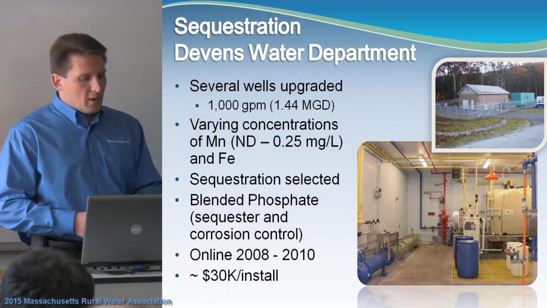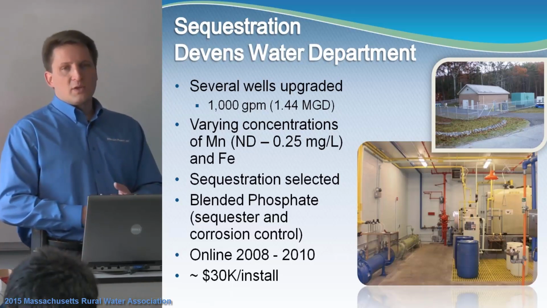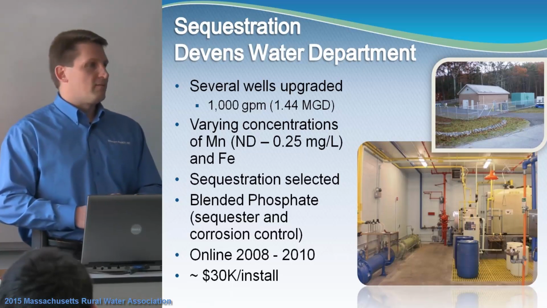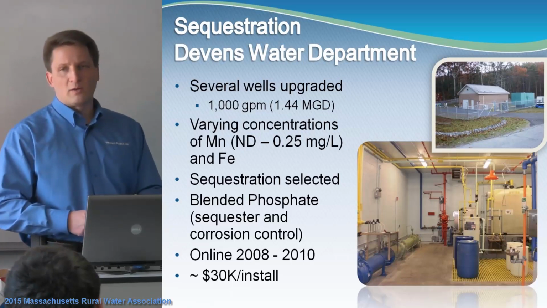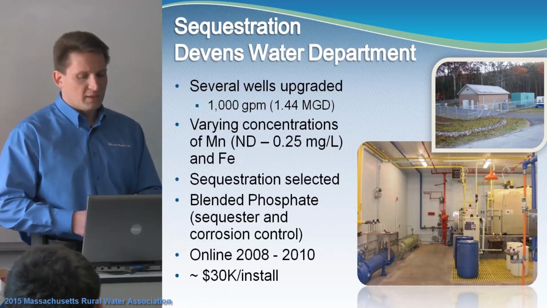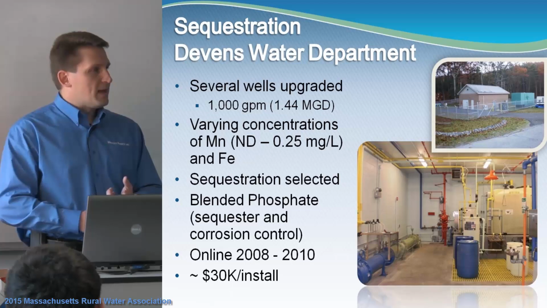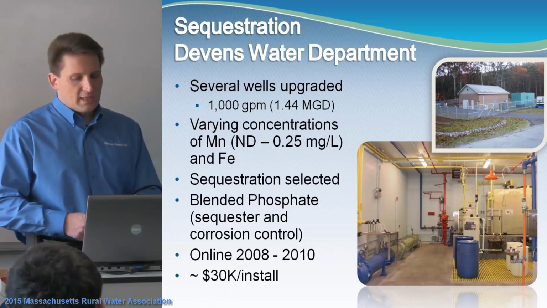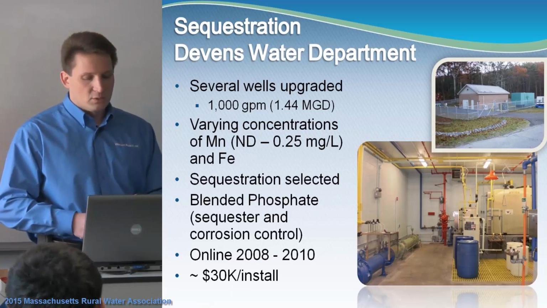A little bit more just on the project itself, why we did this. They basically had varying concentrations of manganese in their drinking water. Several sources, and the concentrations ranged from non-detect to about a quarter of a part, 0.25 milligrams per liter, as well as some iron. They historically had been sequestering. They were doing it for the iron and the manganese, the lower concentrations, as well as for corrosion control. So it was selected since the levels were low enough that sequestration could be a potential solution.